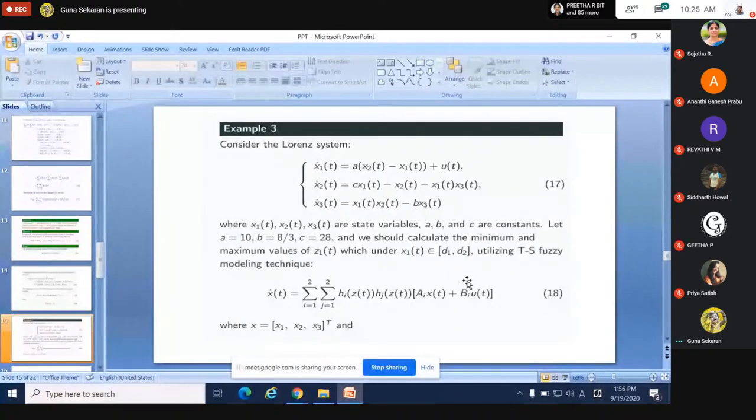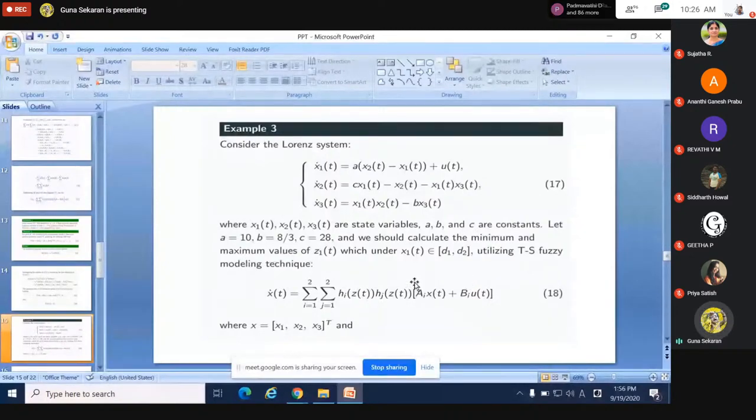Now we will consider the Lorentz system. The system is basically an unstable system. How to find the stability or stabilization?